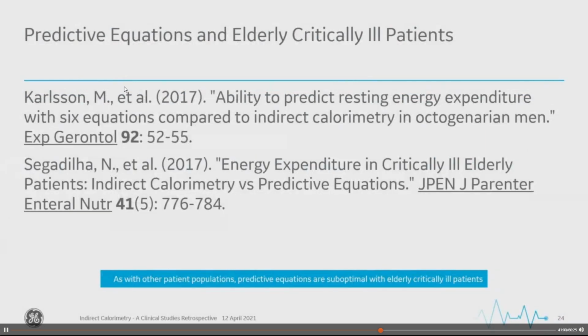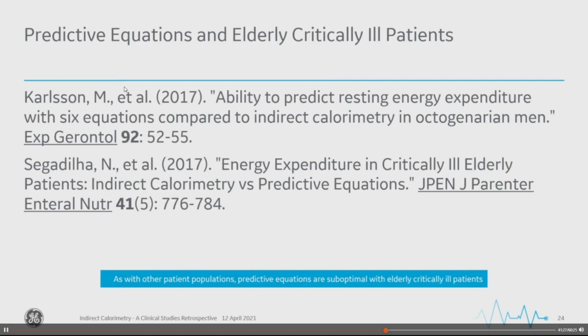And then lastly, talking about the elderly patients. Didn't go into excessive details here, just highlighting that there are several articles looking at patients that are elderly, 70 years of age, 80 years of age, and just similar to other patient populations illustrated during this presentation today, predictive equations are suboptimal in this patient population as well.